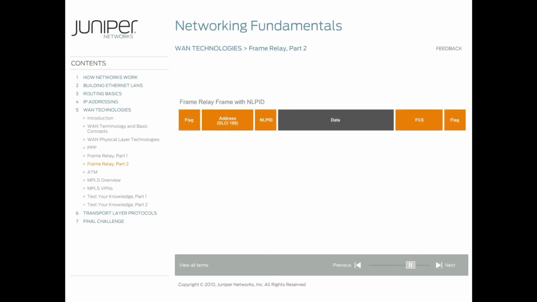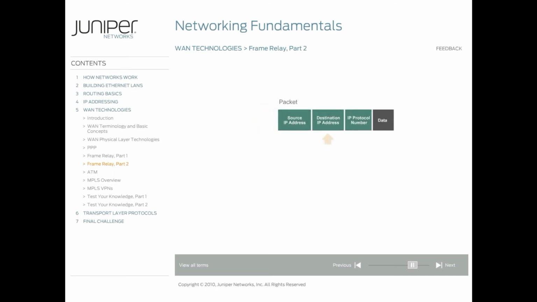Once the frame reaches the destination, the router strips off the frame relay header, examines the NLPID, and determines that the upper layer protocol is IP. Next, it examines the destination IP address and looks for this network in its routing table. Once the data reaches the destination router, it leaves the WAN altogether and begins its journey on the next LAN.